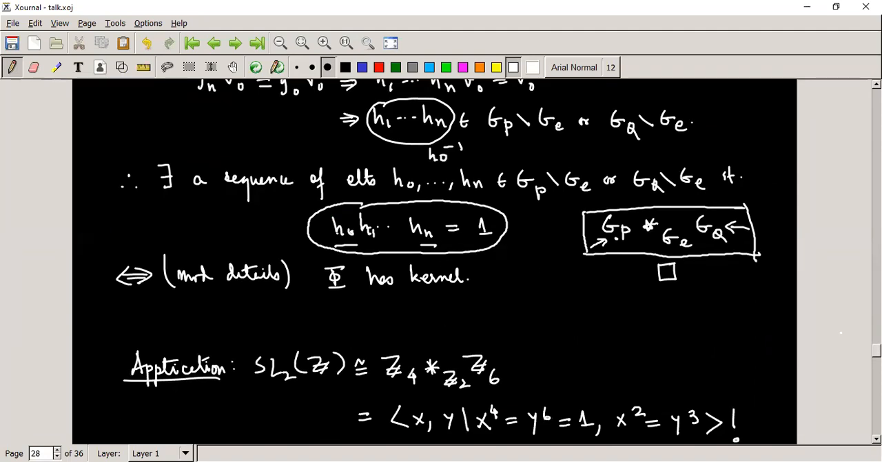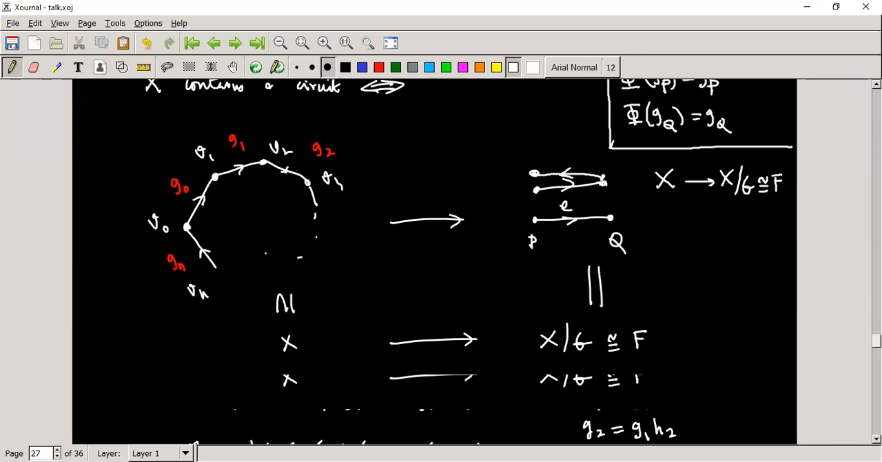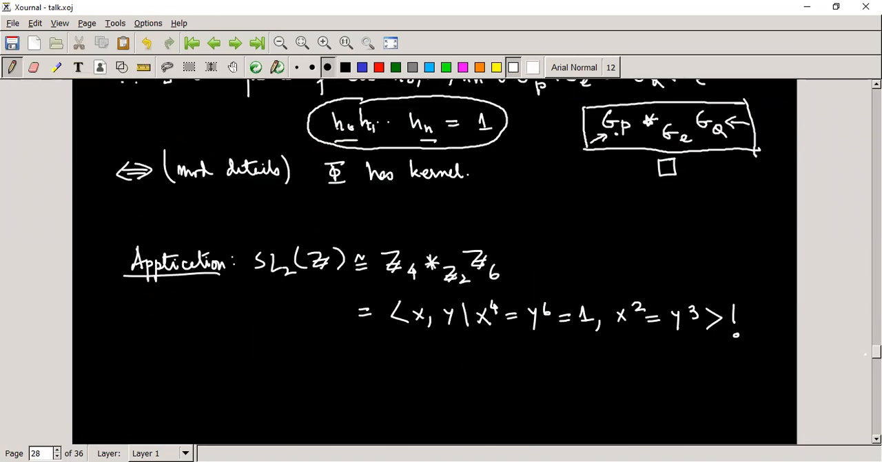So phi has no kernel. We have proven, modulo details, that phi has no kernel, so it is injective, and also that phi is surjective. An application is that SL2Z is the amalgamated product of Z4 and Z6 along Z2. So in particular, it has a presentation of the following sort.